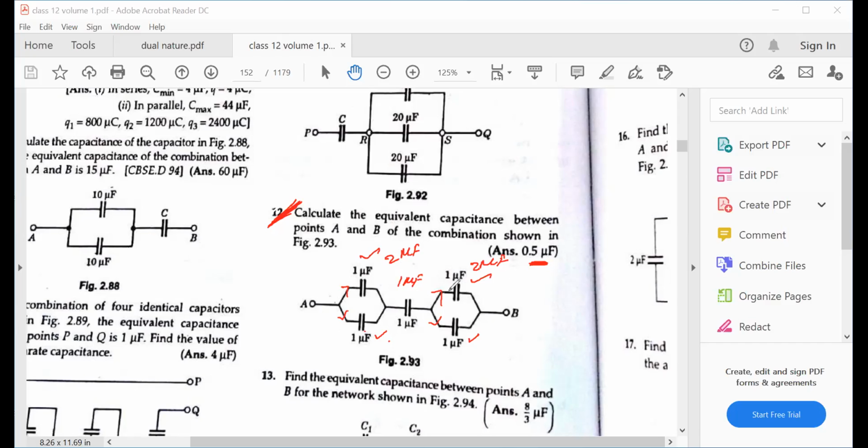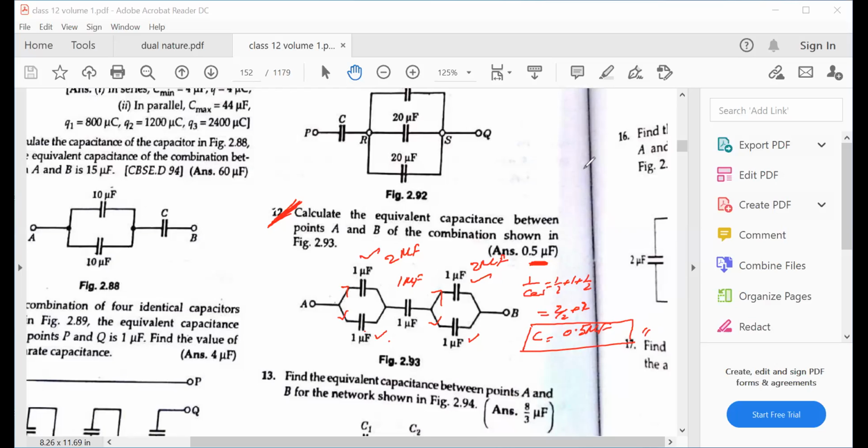All these three are in series connection. So the value will be 1 by C equivalent is equal to 1 by 2 plus 1 plus 1 by 2. So it is 2 by 2 plus 1. Okay, so it is 2 by 2. If you take the LCM also, it will be around 0.5. That is 0.5 microfarad. It is your C equivalent. Okay, so please take this one.